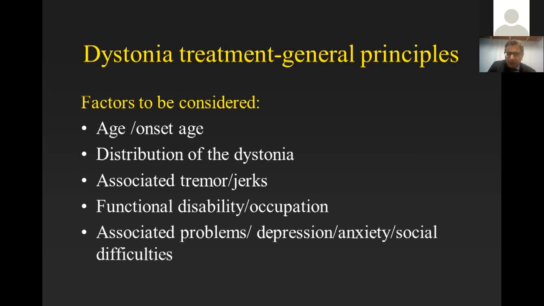Just a couple of words about dystonia treatment, factors to be considered. Age of onset, distribution of the dystonia. Are there associated tremors or jerks? What is the functional disability or occupation? Does he or she really require treatment? Are there associated problems, depression, anxiety, which may need to be treated? Non-motor features are being increasingly recognized in dystonia, and this may cause an issue with regard to your regular treatment, because the depression, etc., may lead to poorer outcomes even if you're treating them properly.